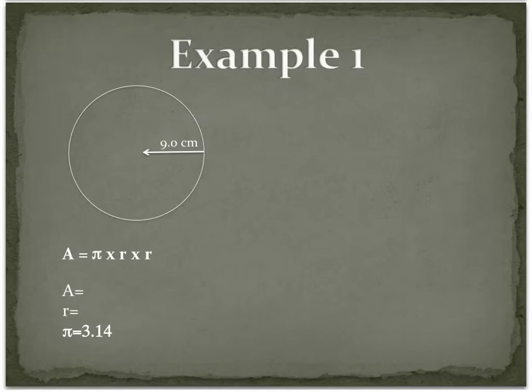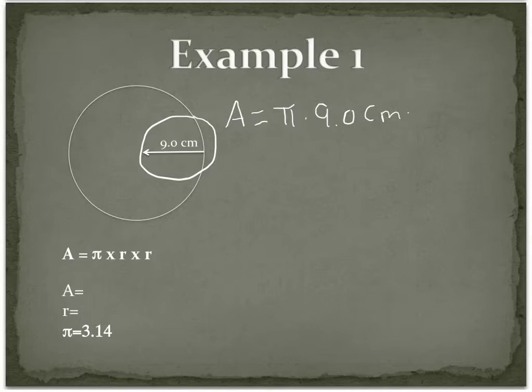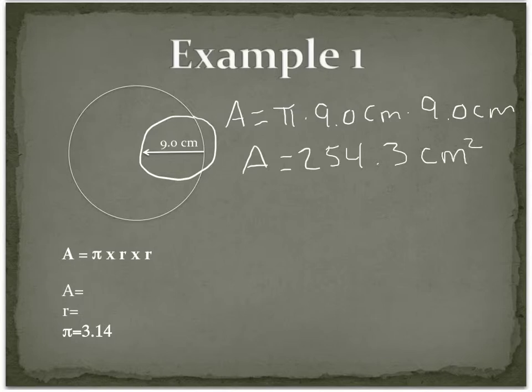And for this example, we already have our radius value, which is 9 centimeters. So we're going to take that and put it into our equation. So area is equal to pi times our radius, which is 9 centimeters, times our radius again, which is 9 centimeters, which gives us an area equal to 254.3 centimeters squared. Now it's important to include 1 decimal place because our radius was given to 1 decimal place. It's also important to include centimeters squared because this indicates that it is a product of 2 dimensions.